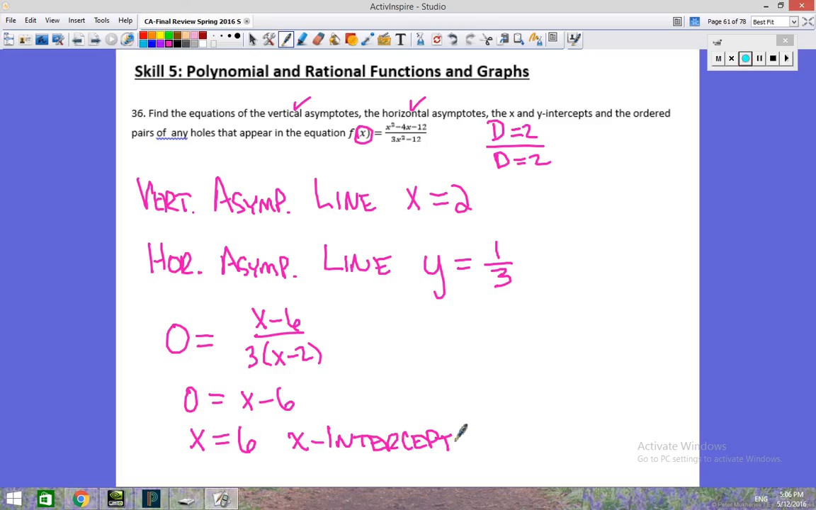Some people like to give the location of that x-intercept on the x-axis. The point in two-dimensional space would be 6, 0. Go to the right 6, but don't go up or down. There's the x-intercept.